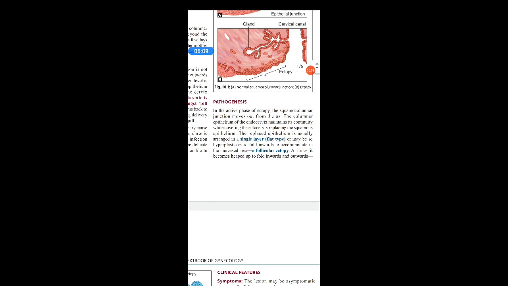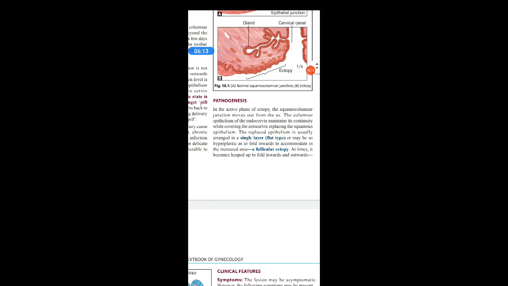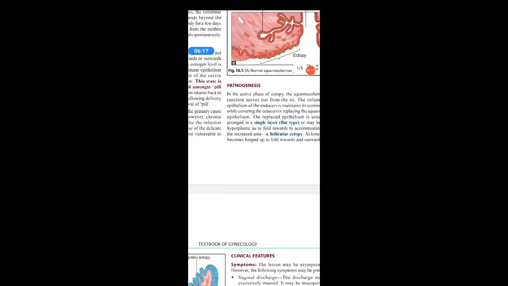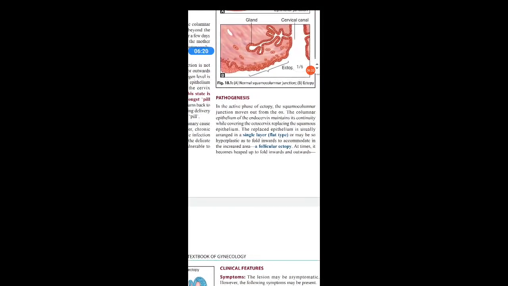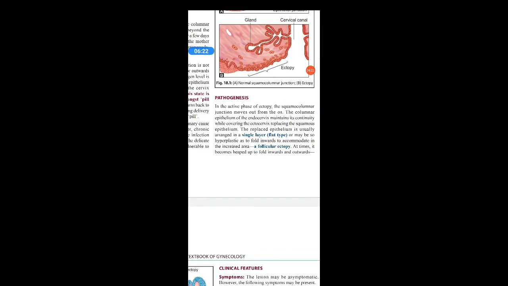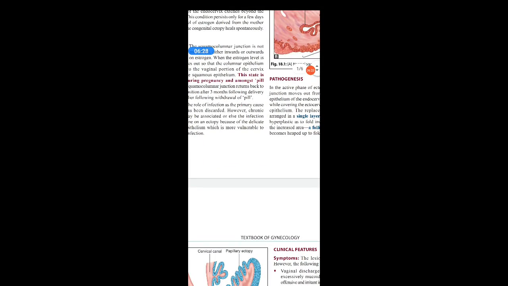Depending on the replacement, it is classified into 3 types. One is the single layer or flat type of ectopy, second is the follicular type of ectopy, and third is the papillary type of ectopy. Depending on the replacement of the squamous epithelium by columnar epithelium, it is of 3 types: flat type, follicular type, and papillary type.